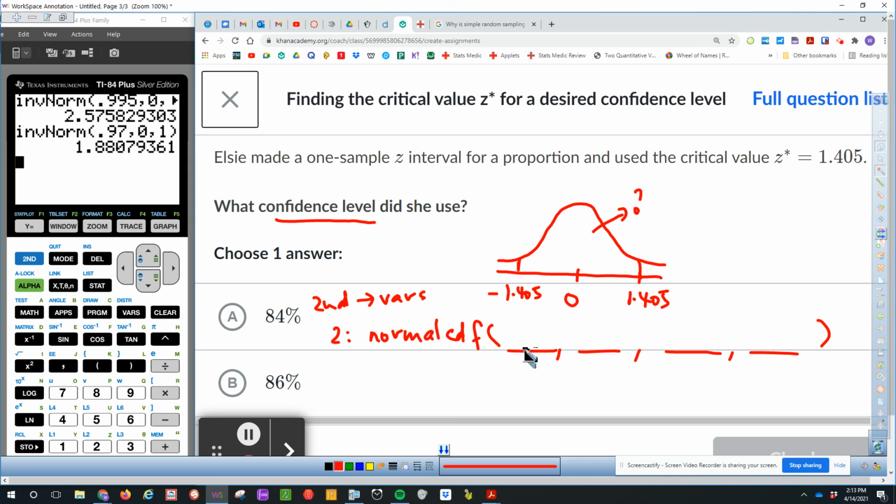One is the lower bound, which is right here, because if z star is 1.405, the opposite of it, the negative 1.405, is on the other side. So this is negative 1.405, right? What is the upper bound? 1.405. What is the mean? Mean is 0, standard deviation is 1.